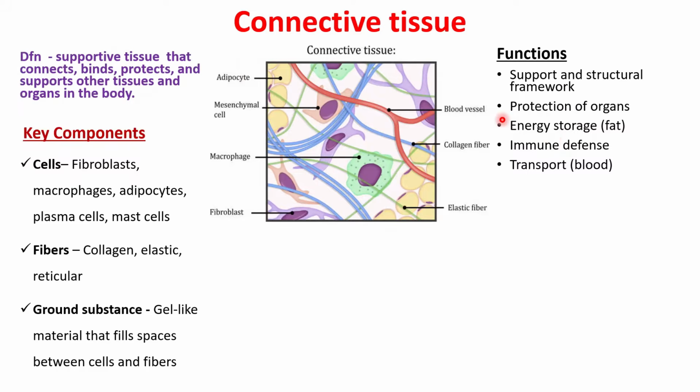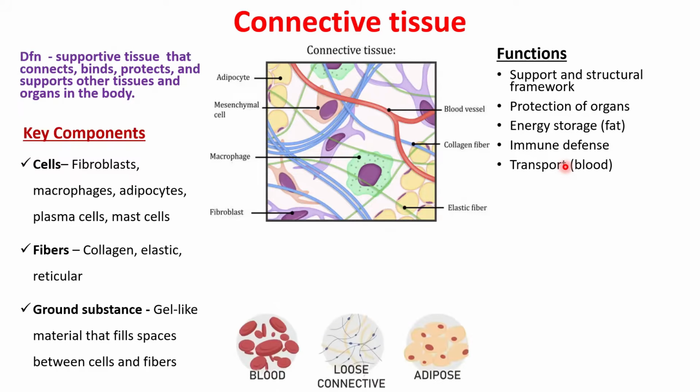Then, of course, as you'll see, one of the connective tissues is blood, which enables the transportation of various compounds, maybe nutrients, maybe waste materials from the body. That's a function of blood, which is a specialized type of connective tissue.